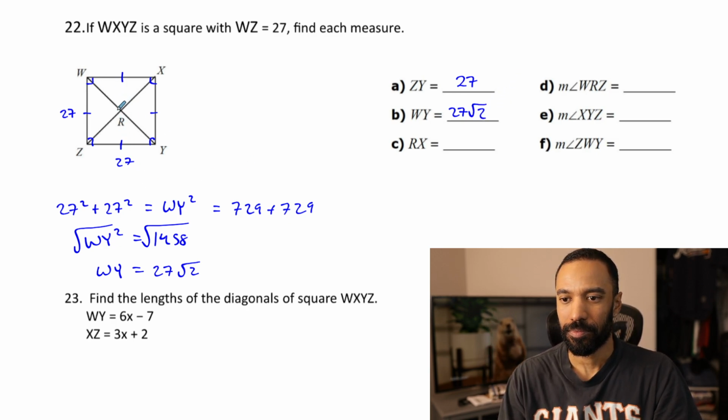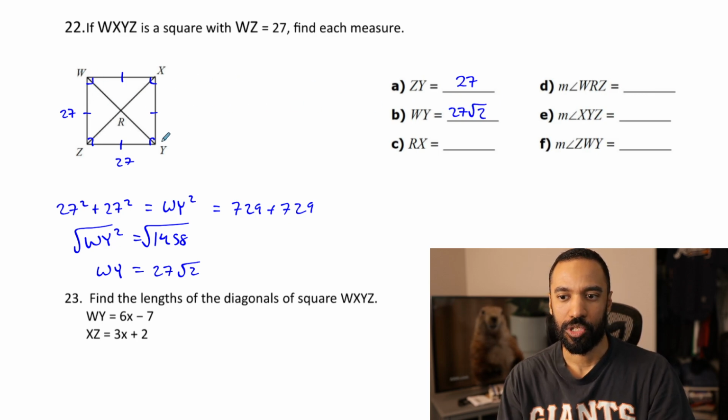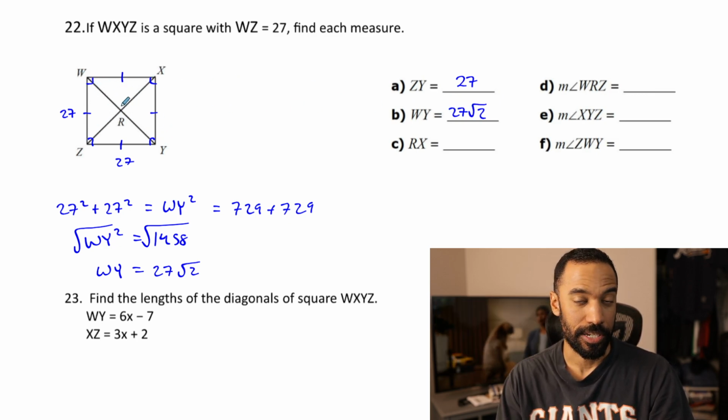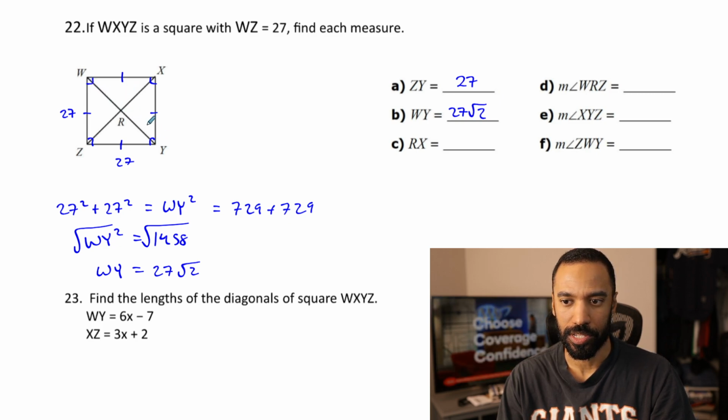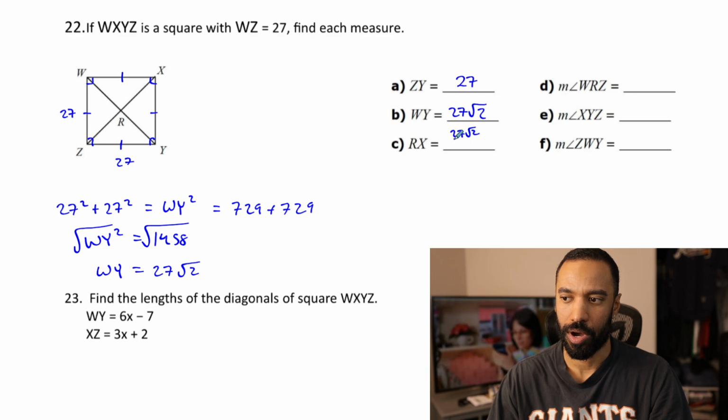RX is here. Now, it'll be half of 27 root 2. The diagonals are congruent to each other, and the diagonals bisect each other. So this is 27 root 2. That's half of 27 root 2. 27 root 2 all over 2.